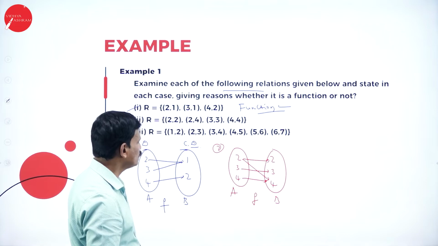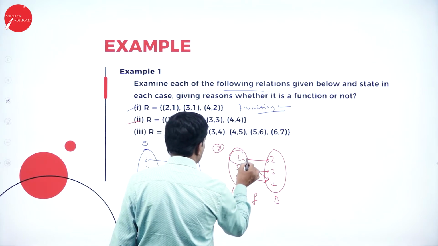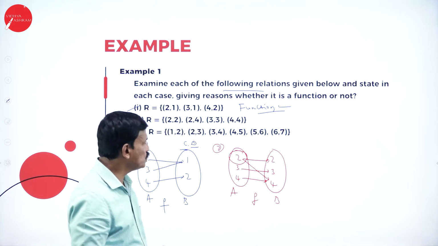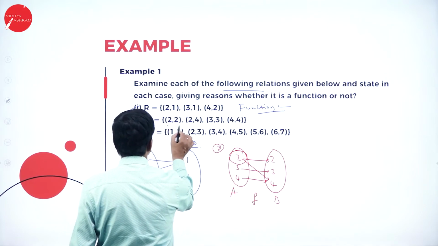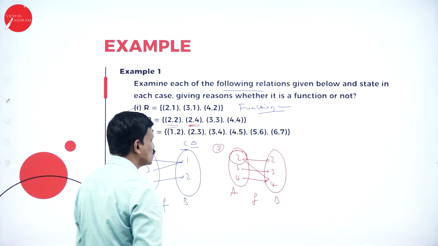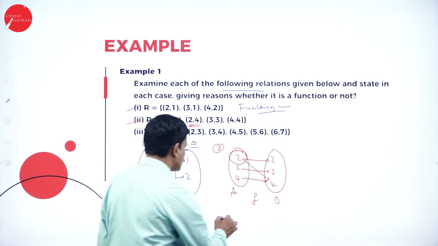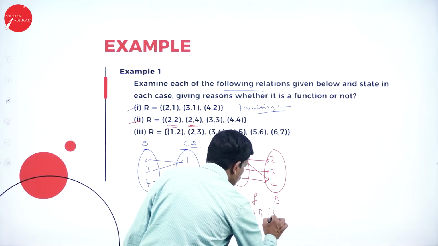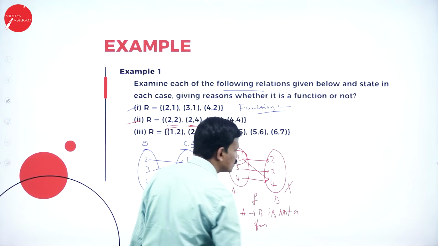So, here this is not a function because the element 2 of the domain has been used 2 times. That means this 2 comma 2 is used 2 times. Therefore, this is not a function. F from A to B is not a function.